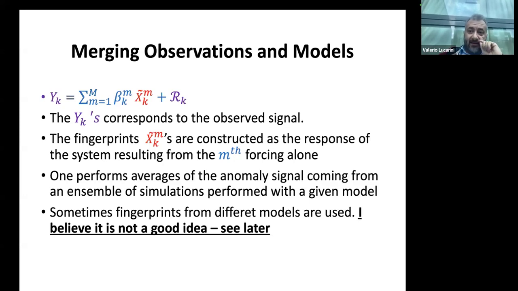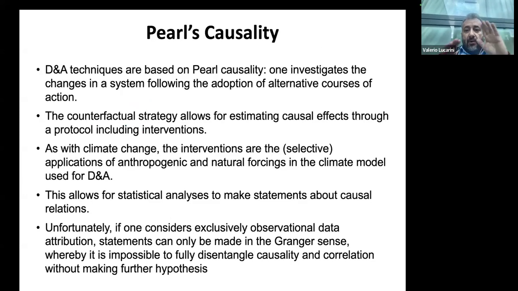Okay, that's with the fingerprint. Now, the key ingredient of detection and attribution is the element of causality. So the whole idea is that you want to causally attribute the signal to this combination of forcings. And the causality is intended in Judea Pearl's strong sense, because this is what implies, in some sense, legal responsibility for those who create the signal.